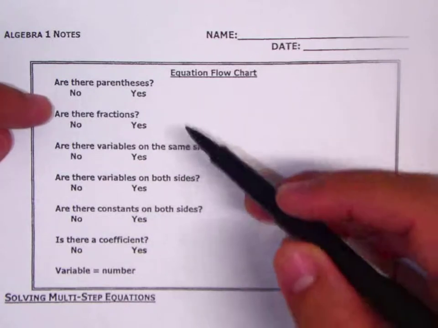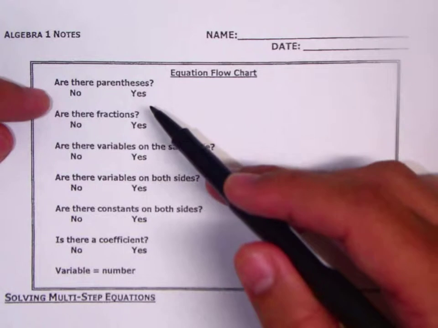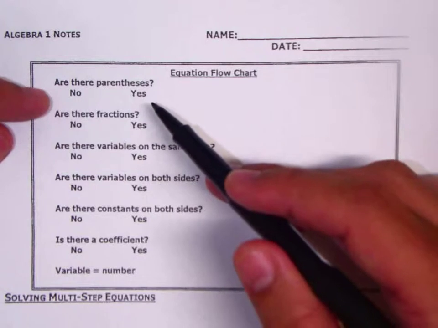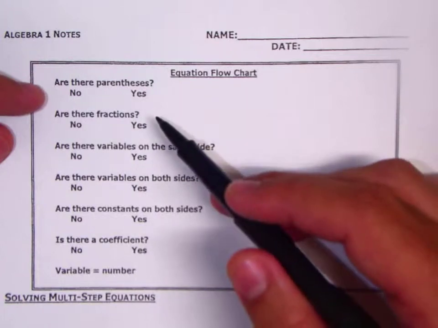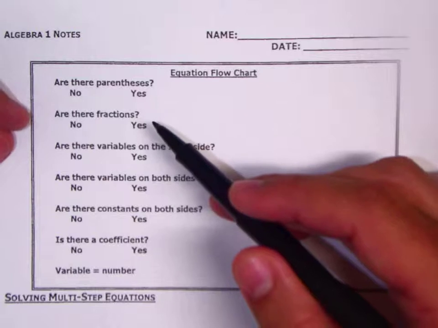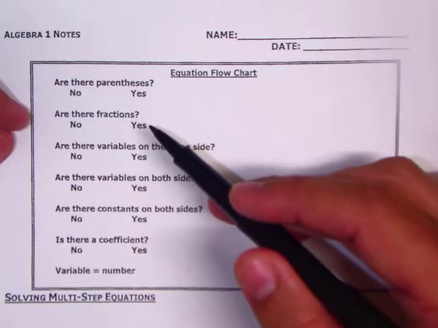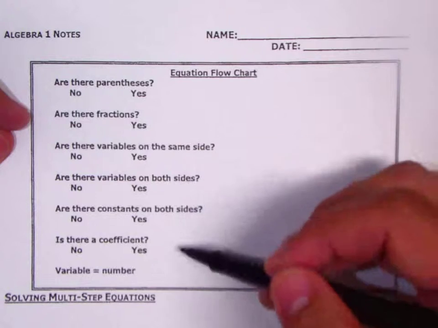Obviously, if there are any parentheses, or if you need to distribute, you want to deal with that first. So parentheses where you have distribution, you want to take care of that. If you have any like terms that you can combine that are on the same side of the equal sign, you want to combine those. And then move your way down.